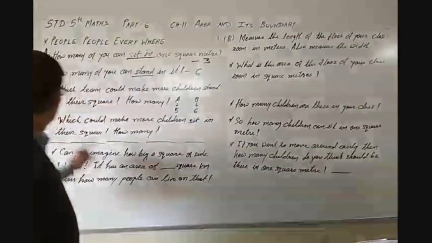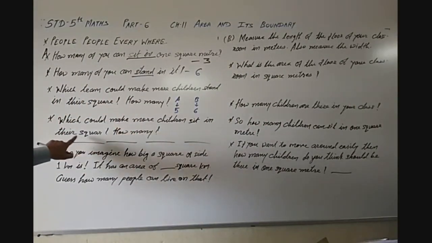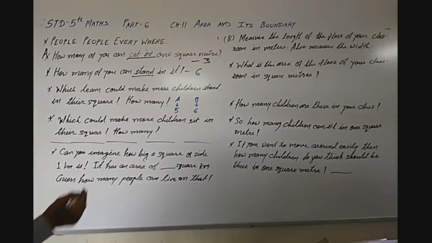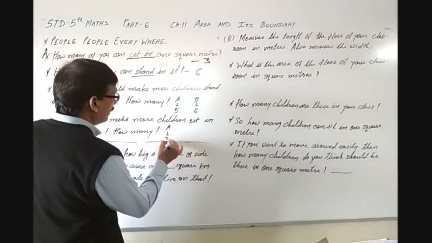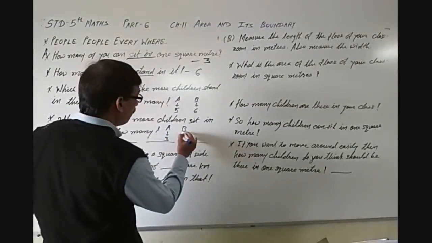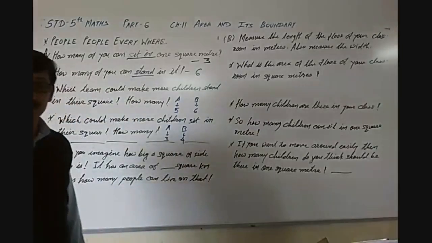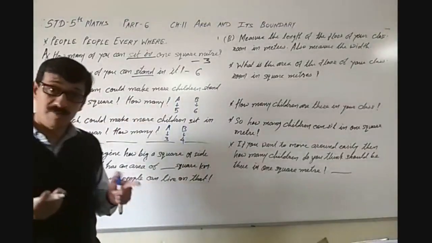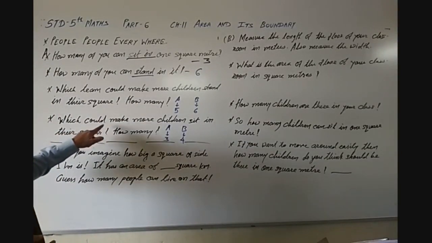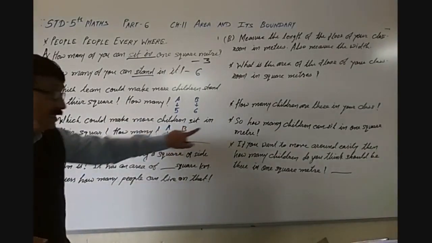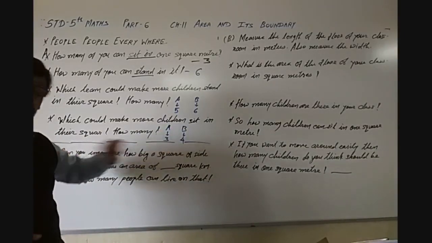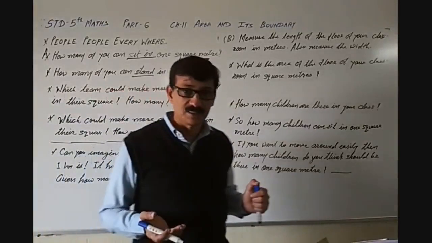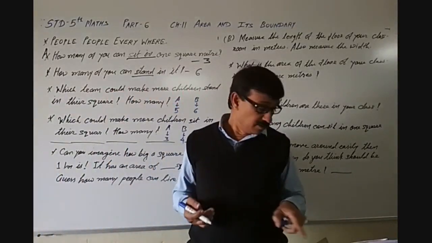Measure which could make more children sit in their square. How many? Suppose team A could make 3 children sit in their square, and B could make 4 children sit in their square. So once again B is there. So team B could make more children sit in their square. How many? 4 children. Okay. So this could be the answers. Now the next one.